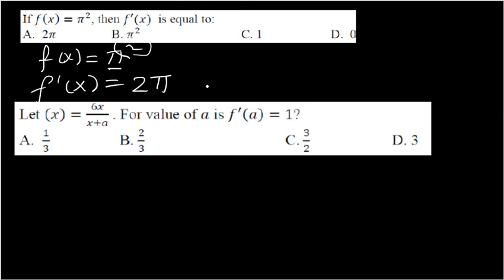So the derivative of a constant number is always 0. So this answer is wrong. The derivative of the function will be 0. So the answer is going to be found in D. That is the first question.